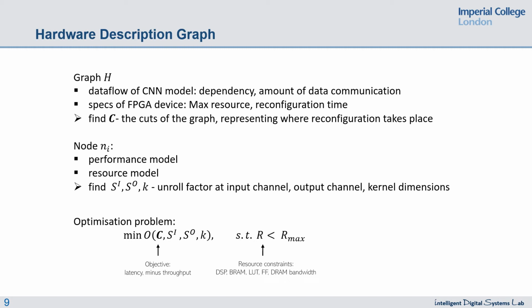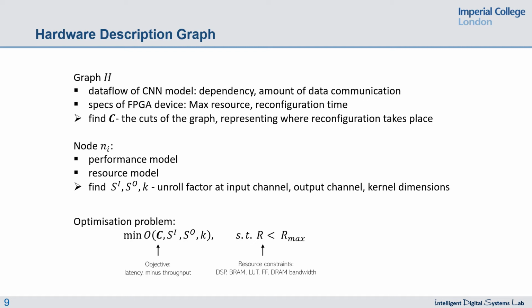At the graph level, SAMO introduces a partition method to generate high-throughput designs by reconfiguring and time multiplexing hardware kernels on a single FPGA device. Therefore, an optimization variable here is to find out the appropriate position to cut the graph into parts, which is denoted by the symbol C here.